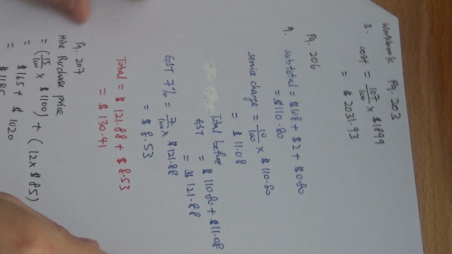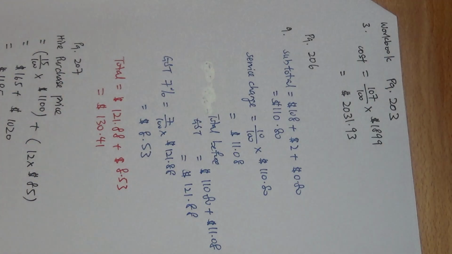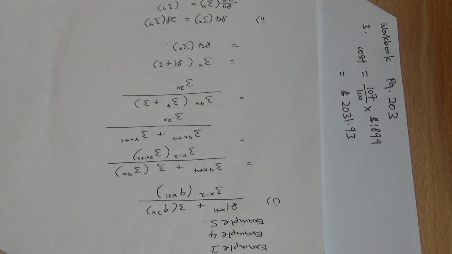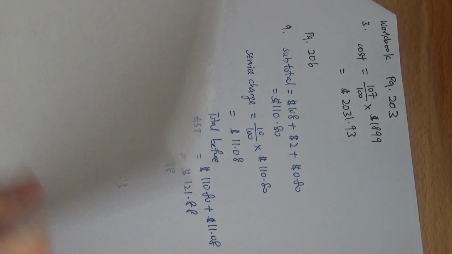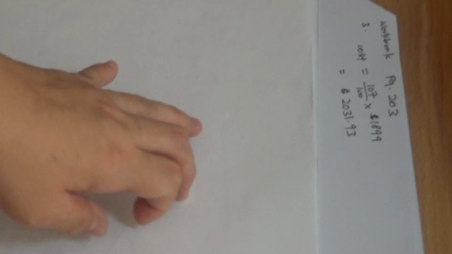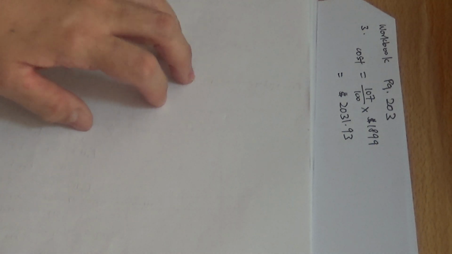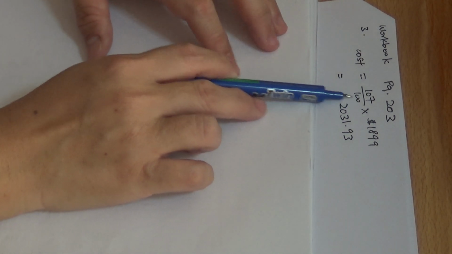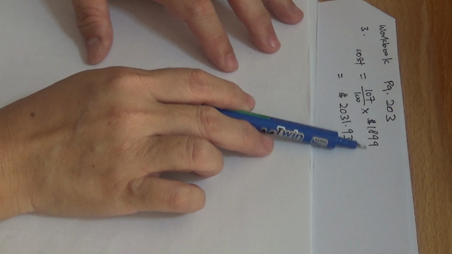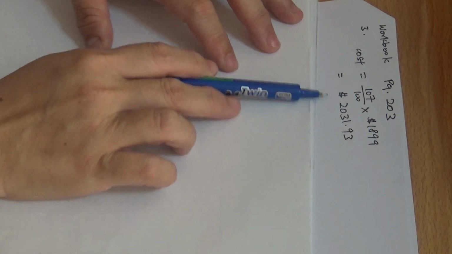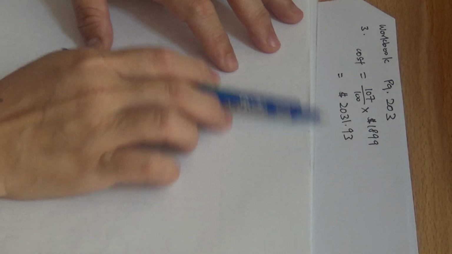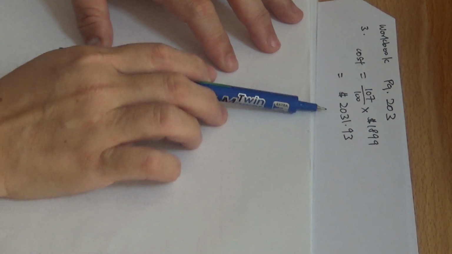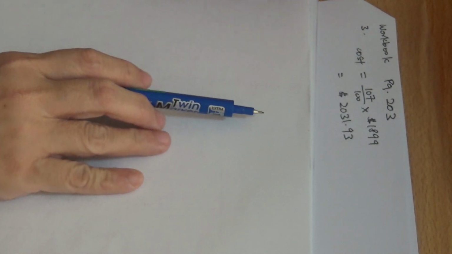Now, this part here, I'm going to go through the answers to the workbook questions. Okay, page 203, question number 3. Now, how would we find the cost? We just take 107% times 1899. You will get this answer. So this is your answer to question number 3 of page 203.